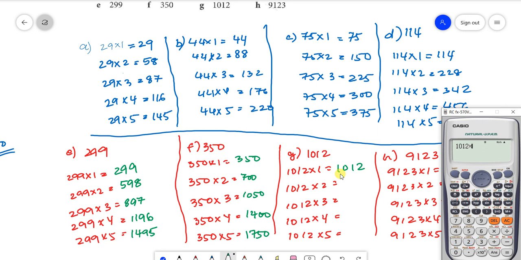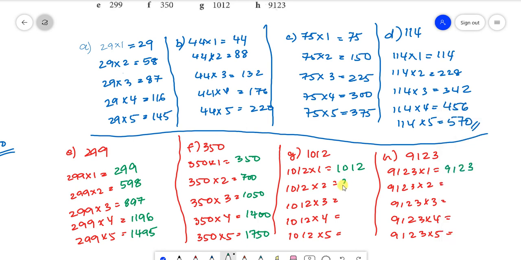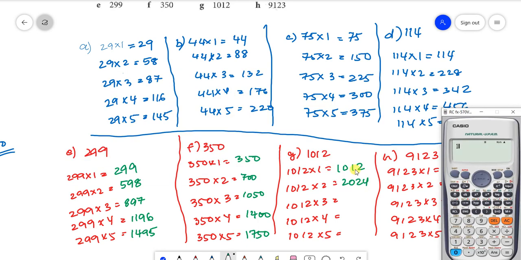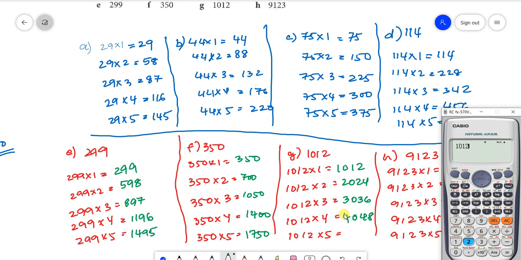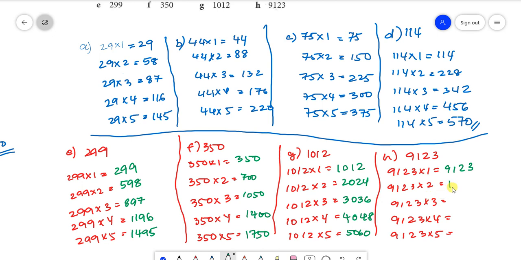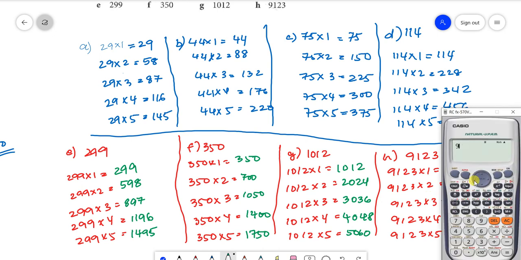1012 times 2 is 2024. 4 is 4048, and 1012 times 5 is 5060. 9123 times 2, 18246. 9123 times 3, 27369.